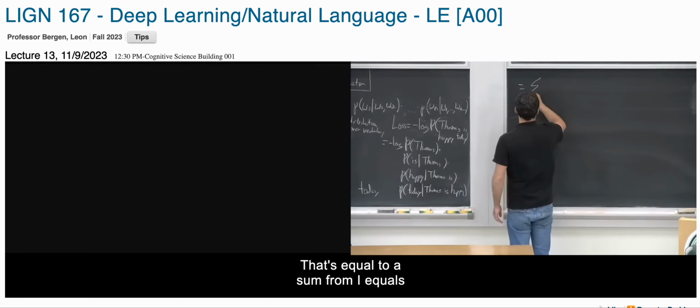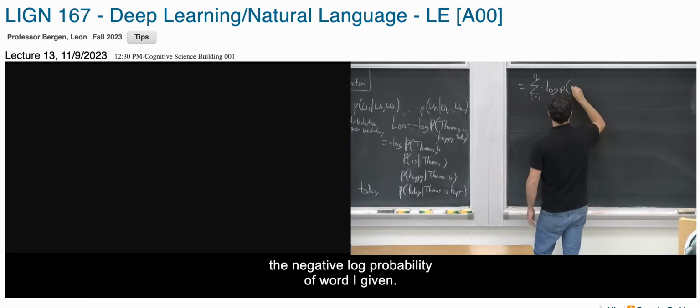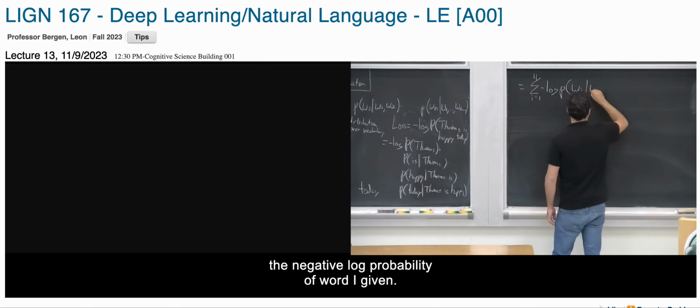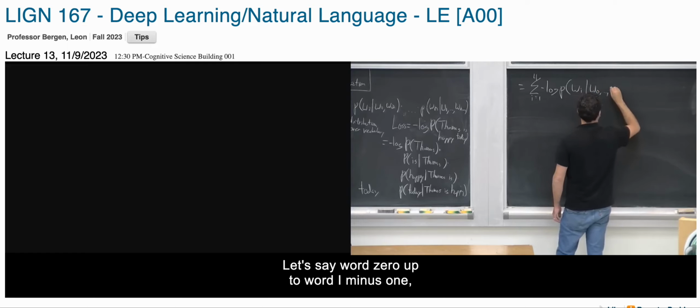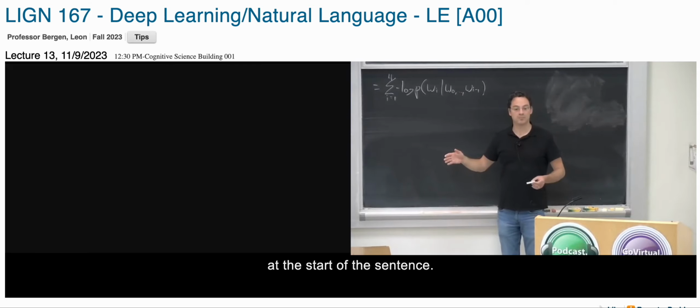So that's equal to a sum from i equals 1 to 4 of the negative log probability of word i given words, let's say word 0 up to word i minus 1, where I'm assuming word 0 is basically saying you're at the start of the sentence.